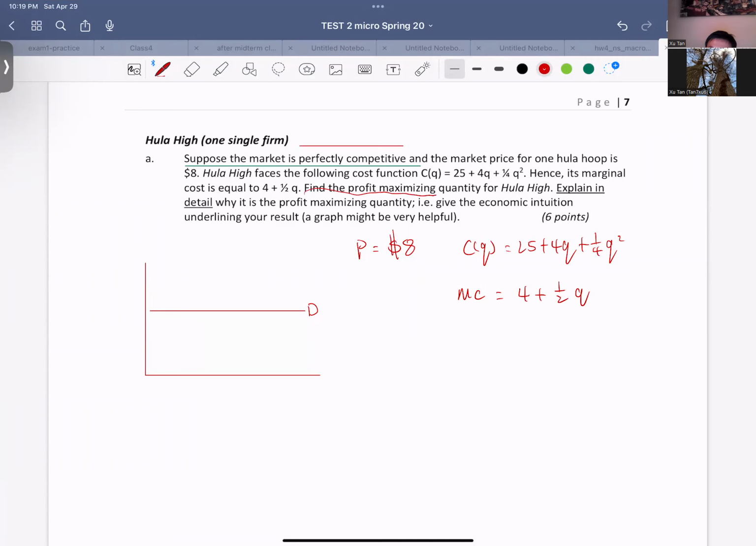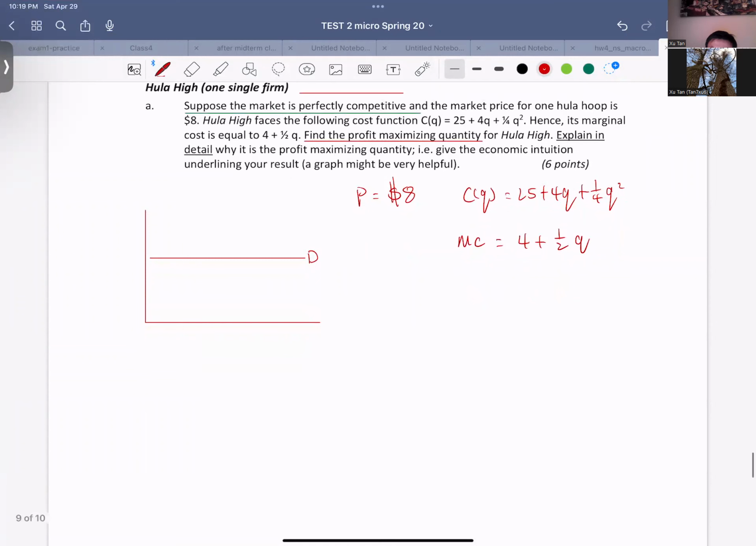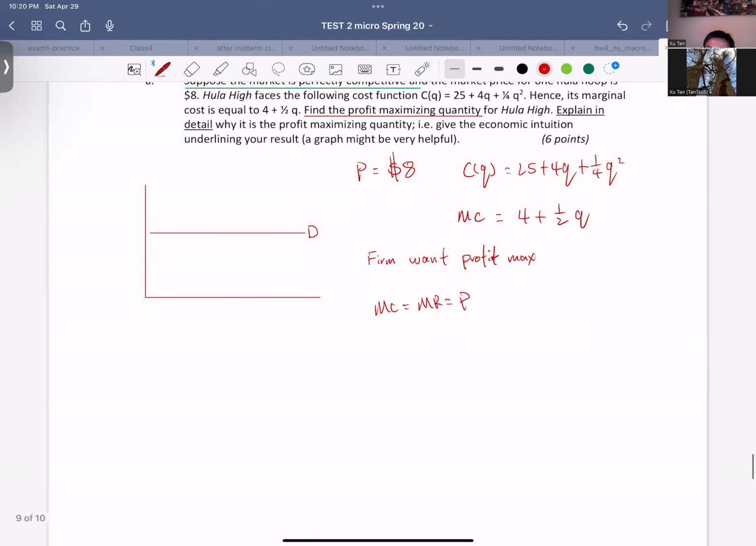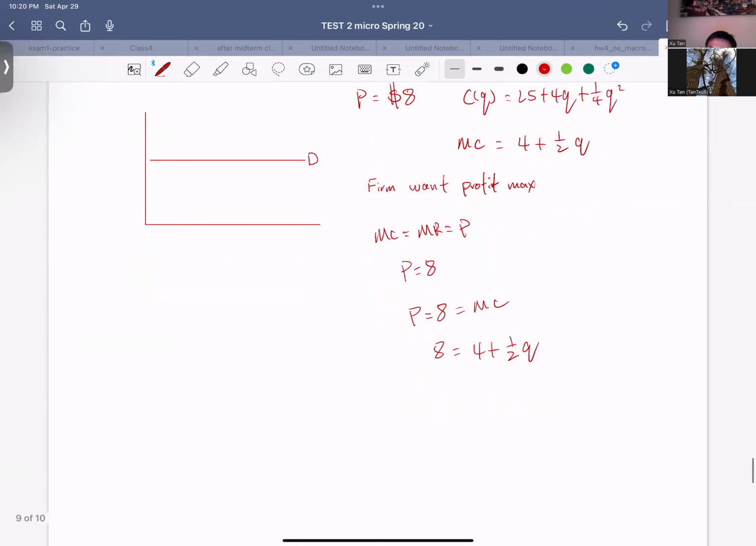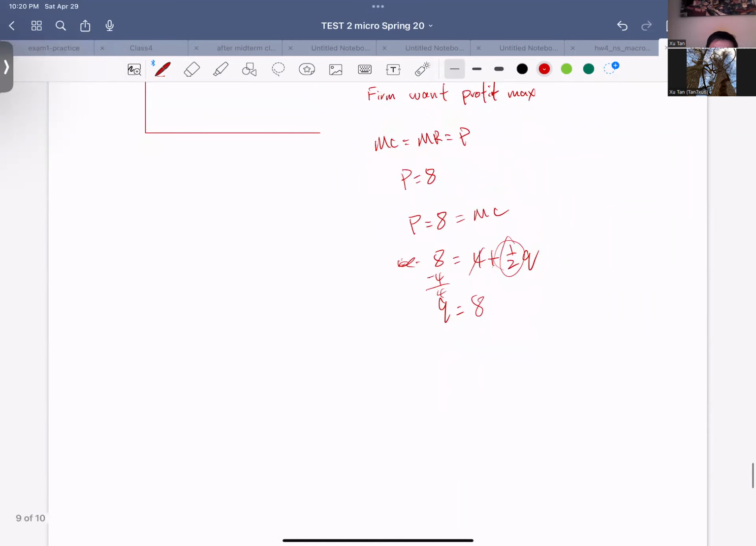So when you find the profit maximizing quantity for Hula High, we know that if a firm wants profit maximization, marginal cost must equal marginal revenue, which equals price. So we know that P equals 8. So we set P equals 8 equals MC, 8 equals 4 plus 1/2 Q. So 1/2 Q equals 4, and quantity is 8.